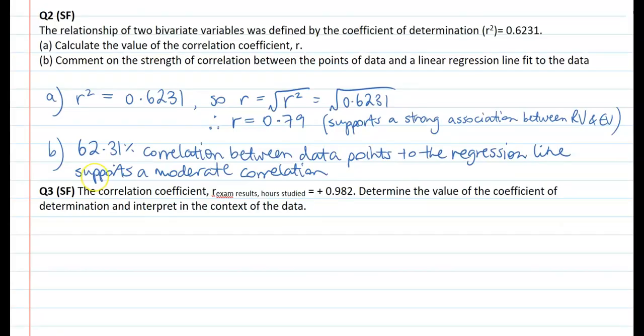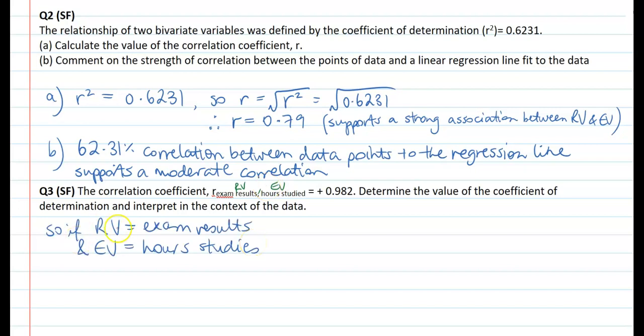In this next example, the question says the correlation coefficient R between exam results and hours studied is positive 0.982. Determine the value of the coefficient of determination and interpret in the context of the data. So when we analyse the information we'll be given, this correlation coefficient is in the form where we've got our response variable first and our explanatory variable next.